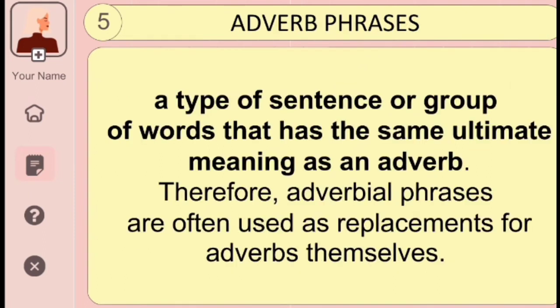Next, we have the adverb phrase. An adverb phrase is a type of sentence or group of words that has the same ultimate meaning as an adverb. Therefore, adverbial phrases are often used as replacements for adverbs themselves. So, a prepositional phrase can be used as an adverb in the sentence. We are going to start by looking for prepositional phrases in the sentence, and we will decide what word it modifies in the sentence.